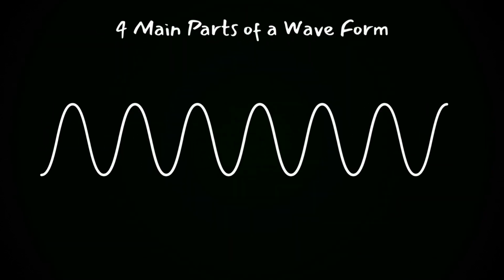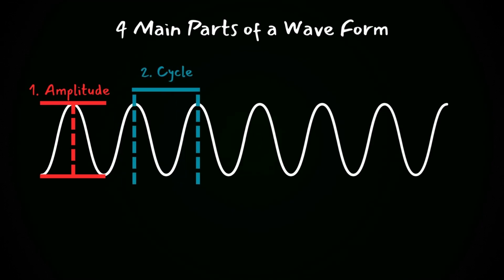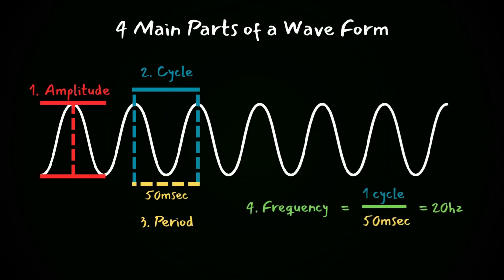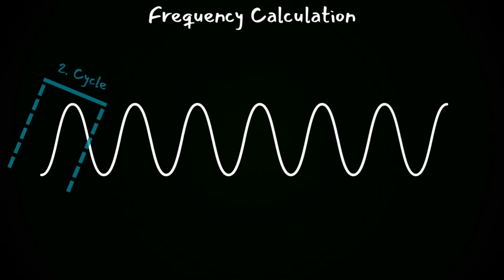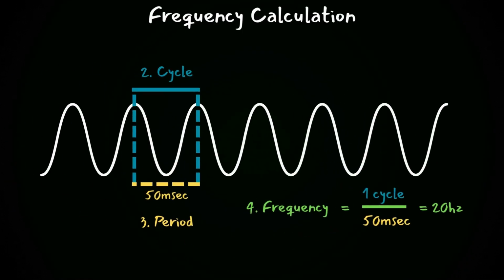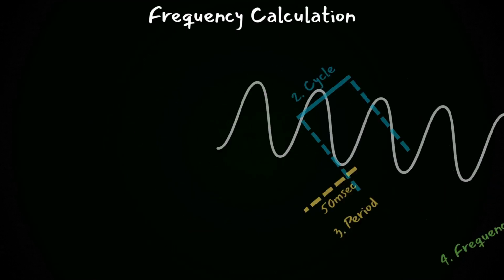There are four main parts of a waveform. The first is the amplitude, which is the maximum amount of current or voltage. Second is the cycle. It's the repetition of the waveform. And third is the period, which is the time of a cycle. And finally, the frequency. It's the amount of cycles in a second. The last three are interlinked via this equation. Frequency equals 1 divided by T. In English, this equation says that frequency is how many times one cycle happens in a certain amount of time.